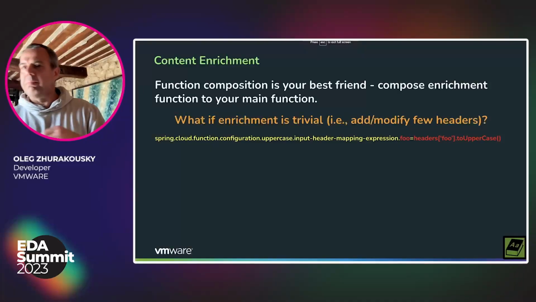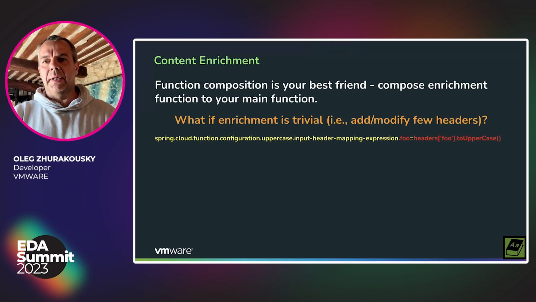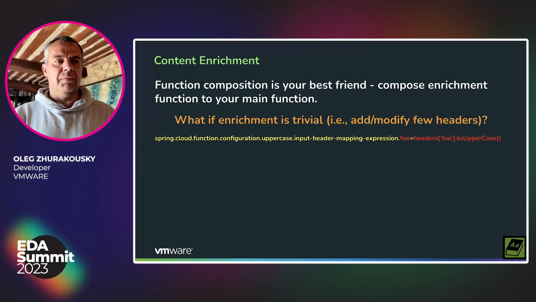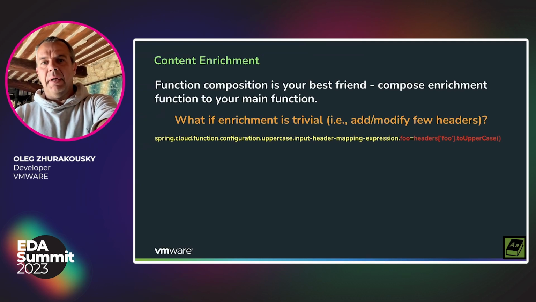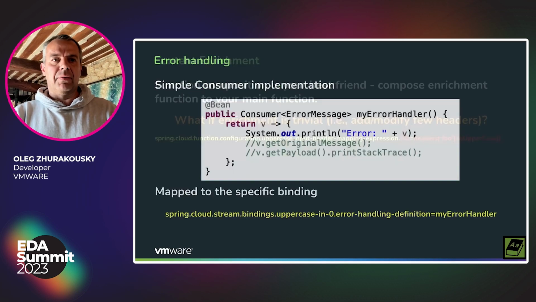So where are we? Okay, so we're here. Now, content enrichment. Again, we're pressed for time. Content enrichment is the mechanism that allows you to enrich the content. You can always do it with function composition, which is a very easy thing to do. But if you have something as trivial as just augmenting, adding, or removing a header, you can simply use the spring.cloud.function configuration, binding name or function name, and then input header mapping or output header mapping expression, and provide a SpEL expression that will help you do that simple task. Again, this requirement came from the Solace guys.